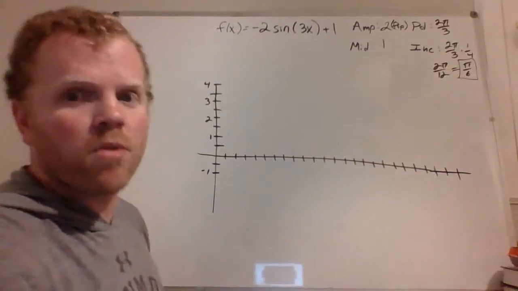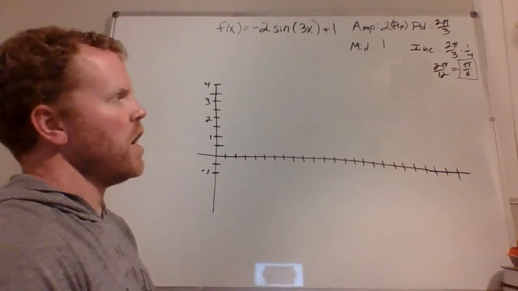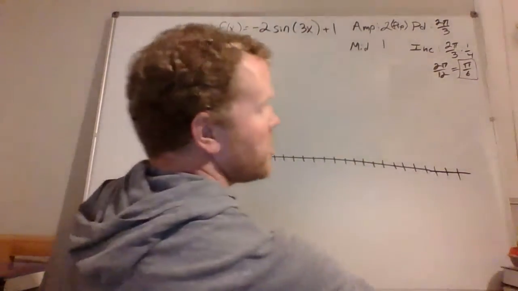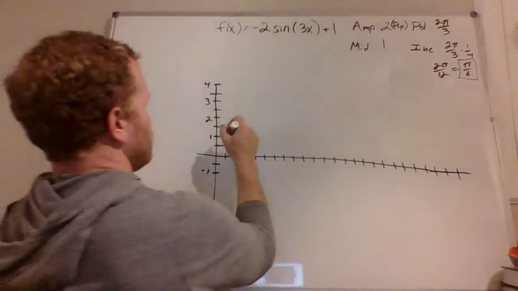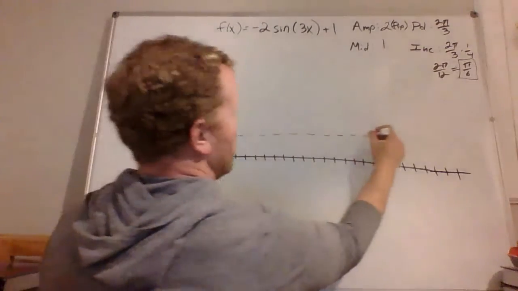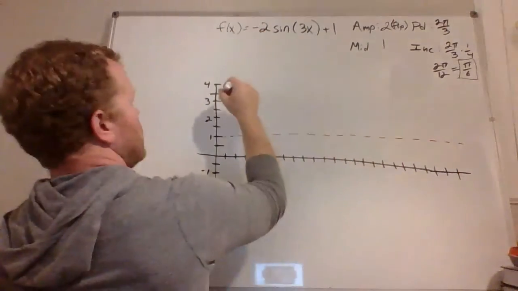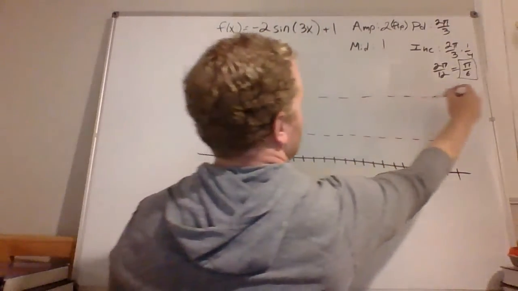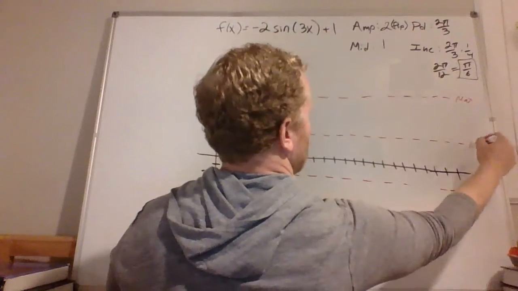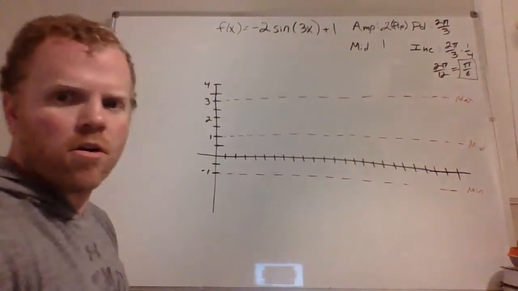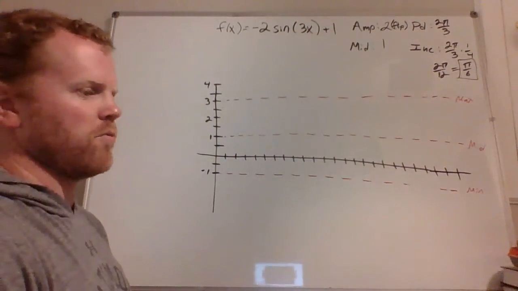So we're ready to go. We've got all the important stuff all planned out. So what I would do, and what we've been doing when we graph these things, I know we've had a little hiatus, but I usually draw a dashed little line at the 1, because that's the midline. 2 higher is your max, and 2 lower is your min. And we're good to go. We've got all the important stuff ready to roll.